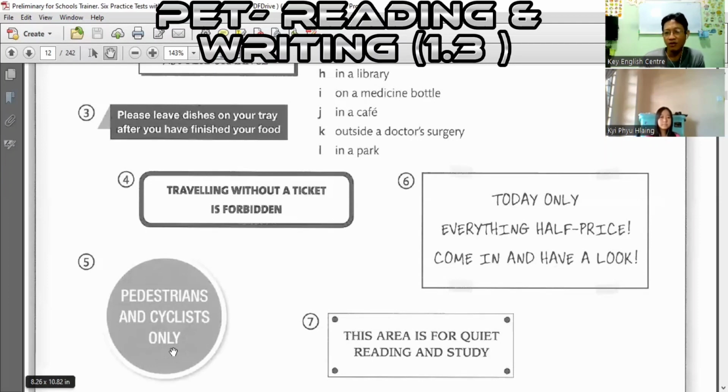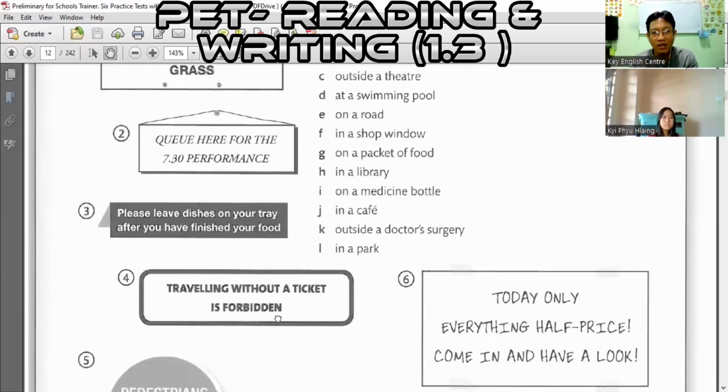Pedestrians are people who are walking on the pavement, on the roadside. Pavement is a kind of platform, not actually platform, yeah? Pavement. So here we can see pedestrians on the road. On a road, yeah. Pedestrians on a road or in a street, it's better.